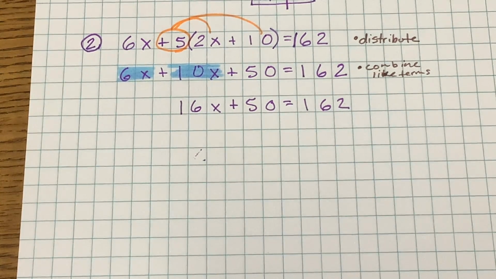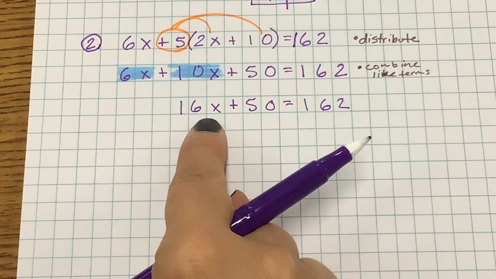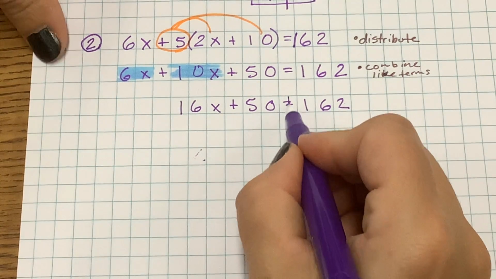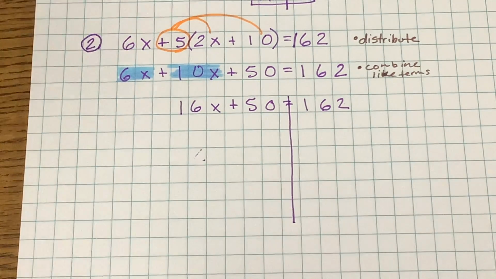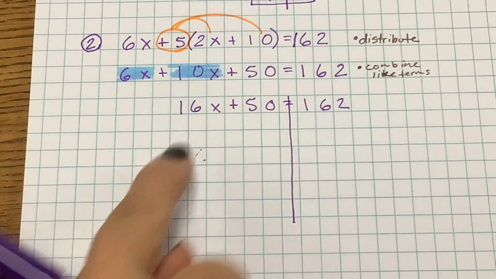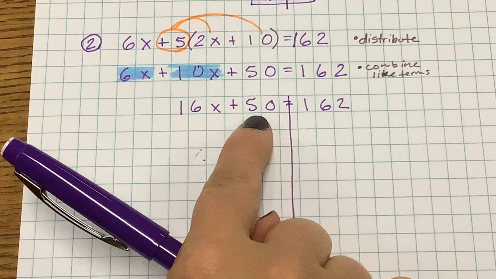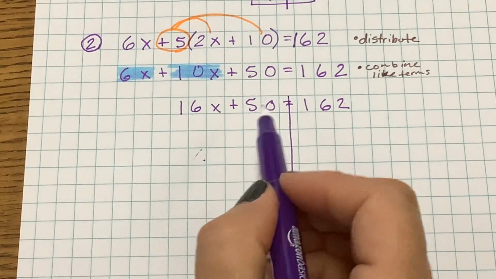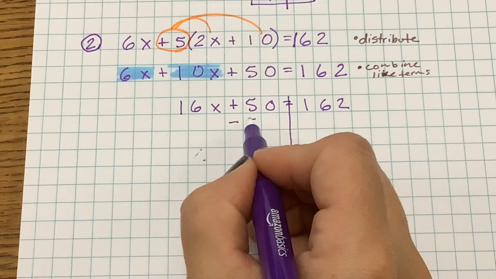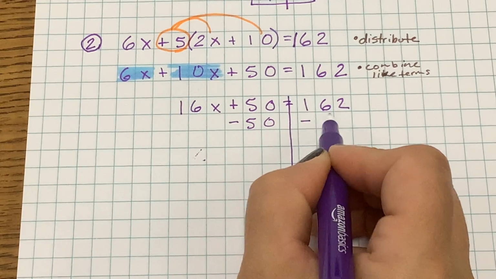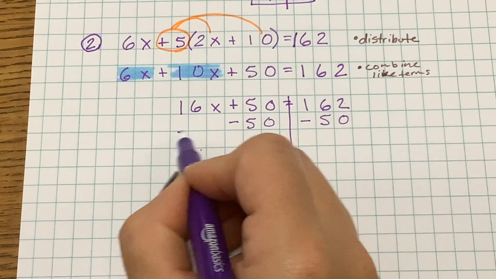Okay, so now we check to see if we need to move a variable. Do we need to move a variable to one side? No, it's already on one side. So now we're going to start to solve. So you're going to draw your line. We need to move the constant first. The constant is found with the variable. So here's our constant term. The opposite of adding 50, subtract 50. And what we do to one side, we have to do to the other.